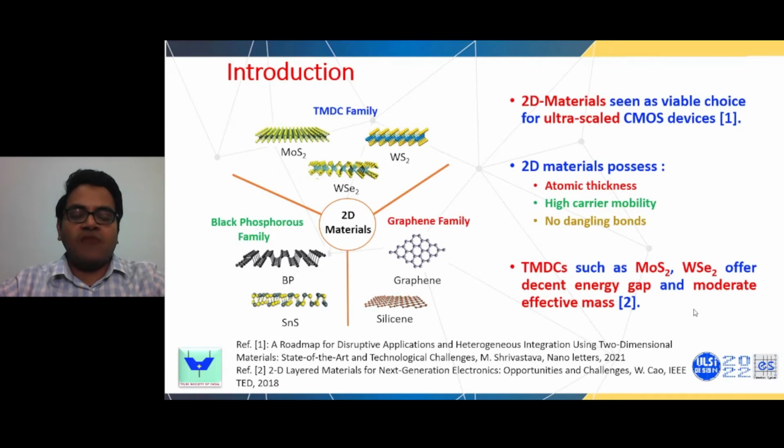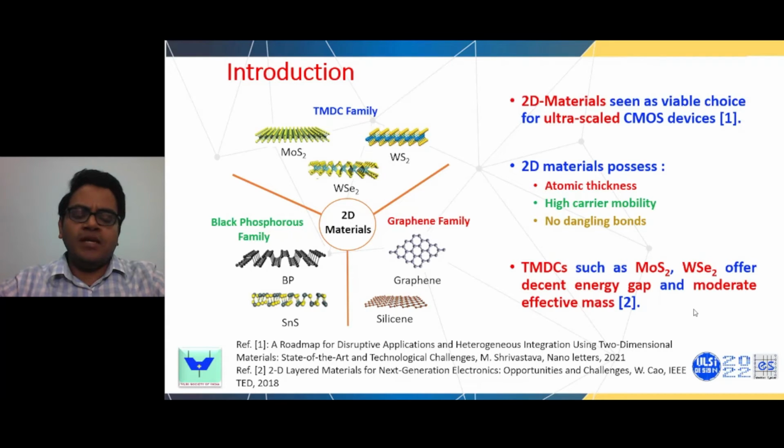With the increasing demand for high speed and low power integrated circuits, 2D material has been seen as a viable choice for ultra-scale CMOS devices. Some of the mostly explored 2D materials include the TMDC family, that includes materials like MoS2, WS2, WSe2. Also, we have the graphene family, which includes materials like graphene, silicene, germanene. These are zero bandgap materials, which limits their usage in devices. We also have the black phosphorus family that includes materials like black phosphorus, tin selenide, tin sulfide.